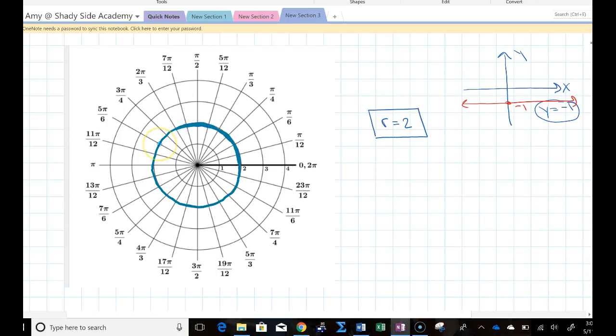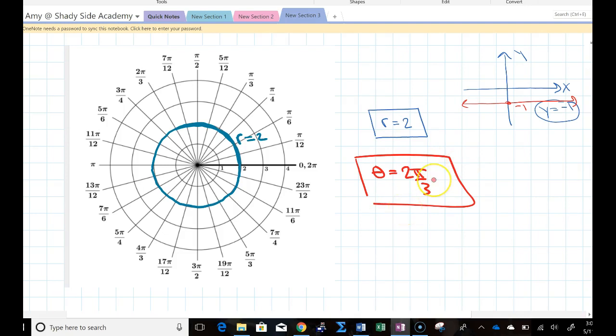Okay, how about this? What's the graph of this one? What is the graph of r equals 2? What does the graph of this look like? Ready? Theta equals 2 pi over 3. What does this look like? This means r can be anything as long as theta equals 2 pi over 3.